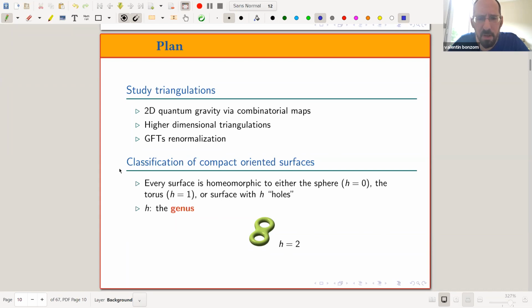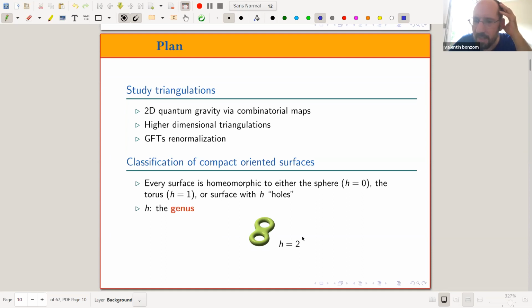A reminder, because we need quite a lot of mathematics here to discuss triangulations. So I want to remind everyone of the classification of compact oriented surfaces. It's textbook material that every surface is homeomorphic to either the sphere, which is said to have genus 0, or the torus, which is said to have genus 1, or a more general surface with a certain number of holes, which is an integer h, and it's called the genus. Okay, so h here, in my notation, will be the genus.